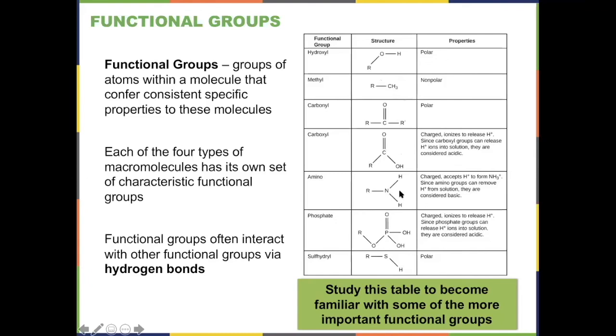Amino groups have a nitrogen in them. Phosphate groups have phosphorus in them, and sulfhydryl groups have a sulfur. These have specific properties, like the hydroxyl group is polar, the methyl group is non-polar. Some of them are acidic or basic, and some of them can form hydrogen bonds with other parts of other molecules.